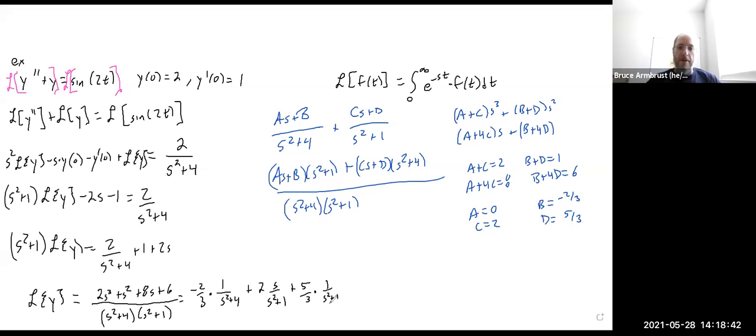And now this is what we're going to go search for the forms. We're not going to be concerned with the numbers out front, because since this is a linear operator, those constant coefficients are just going to stay there. But let's go look for these forms. We've got 1 over s squared plus 4, 1 over s squared plus 1, and s over s squared plus 1.